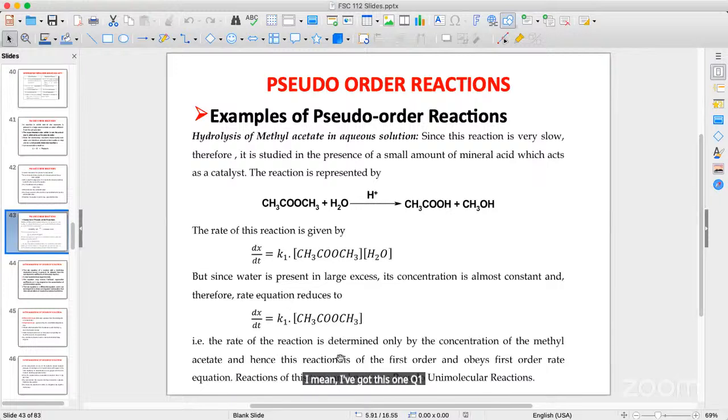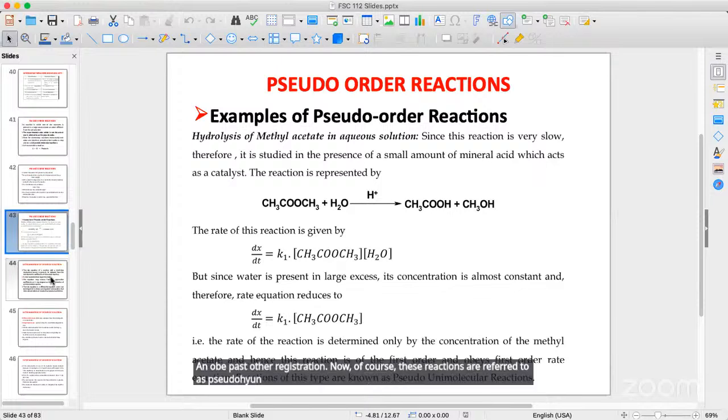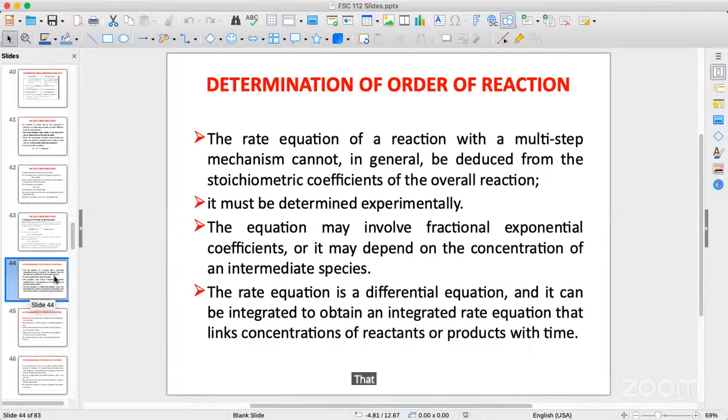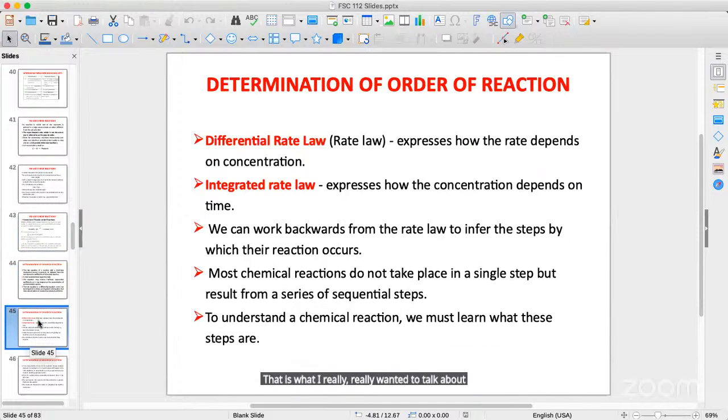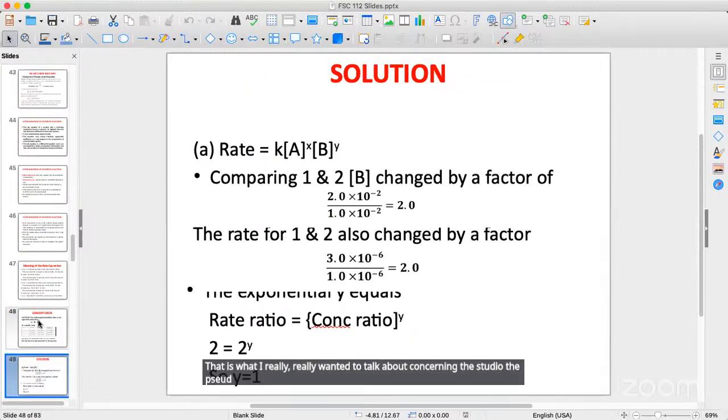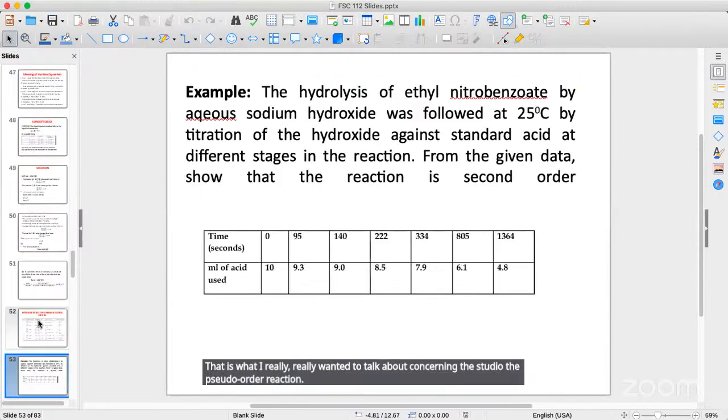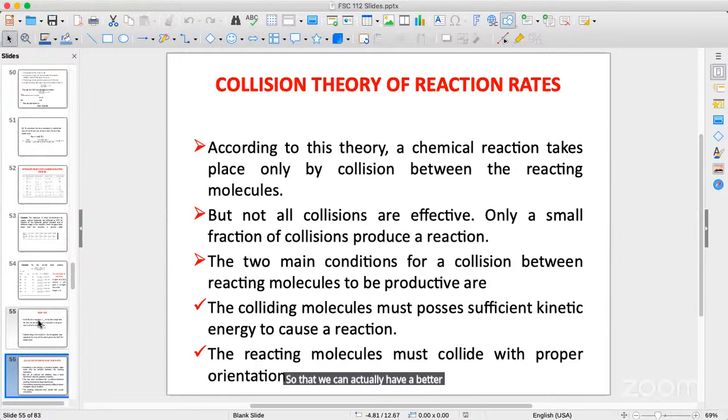And now, the rate of reaction is determined only by the concentration of the methyl acetate, and hence this reaction is of the first order and obeys the first order rate equation. Of course, these reactions are referred to as pseudo-unimolecular reactions. So that is what I really wanted to talk about concerning the pseudo-order reaction, so that we can have a better clarity.